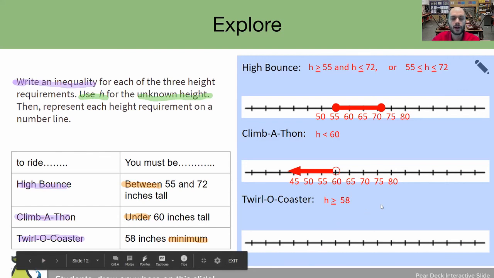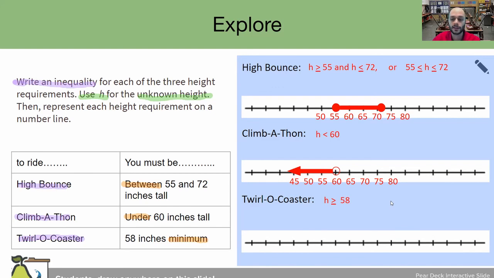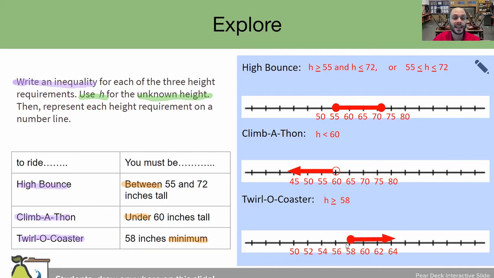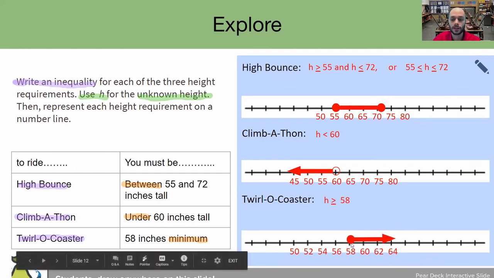Okay? So how is this going to look on the number line? Please pause this video and let me know. Okay, welcome back. If your number line looks like this, then you are correct. This number line includes 58 because you have to be at least 58 inches tall. And then you have to be greater.